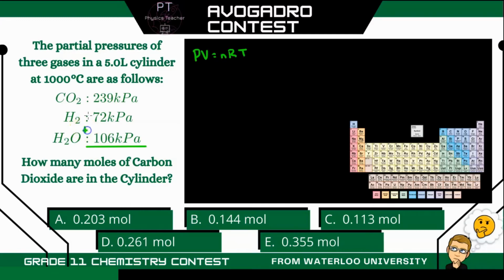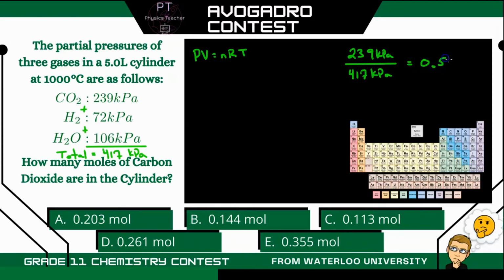So if we add up all these pressures, we will get a total pressure of 417 kilopascals. Now, the volume that carbon dioxide is going to occupy, or put another way, the percentage of the volume that CO2 will occupy, will be the same as the percentage of its pressure over the total pressure. So let's figure out what that percentage is.